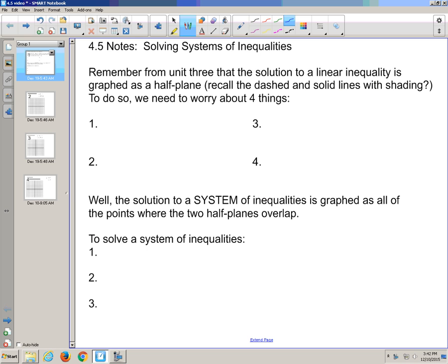From Unit 3, when we graph a linear inequality, we graph it as a half plane. So we have either a dashed or solid line. We also have shading above or below. So just to make sure we remember all the steps, we have 4 things to worry about. The first thing, when we're graphing our line, is we need to know what the slope is. This is m equals our rise over our run. The next thing we need is our y-intercept, or our b value. And this is where the graph starts.